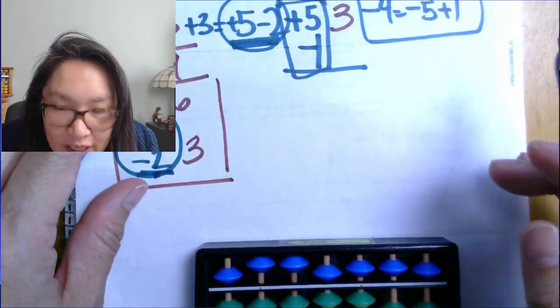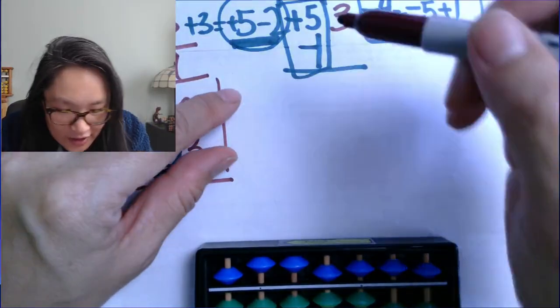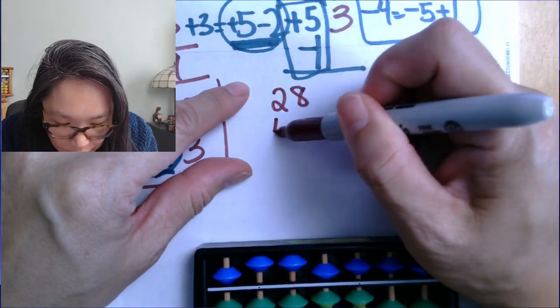Hi, Cheryl. All right. So we're going to do 28 plus 41.